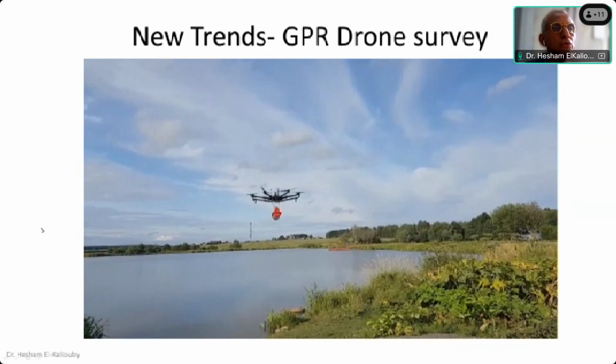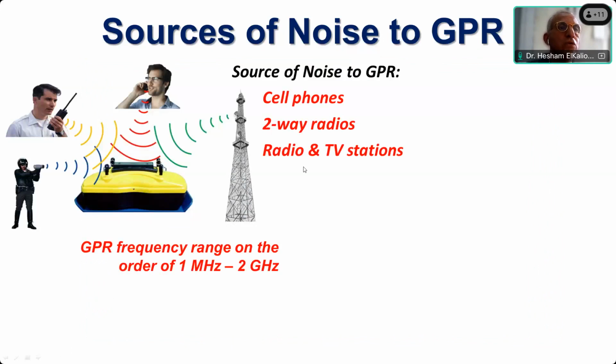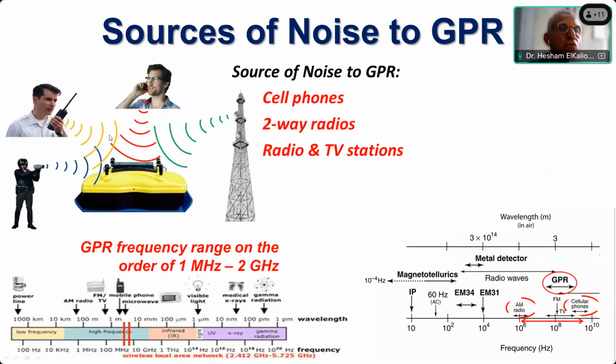You should also consider sources of noise. There are many sources of noise, for example cellular phones, two-way radios, and radio and TV stations. All of these work in the same frequency range as GPR, so these could contaminate what we record. The receiver will not only record what's coming from the subsurface, it will also record signals coming from these sources, contaminating the GPR.